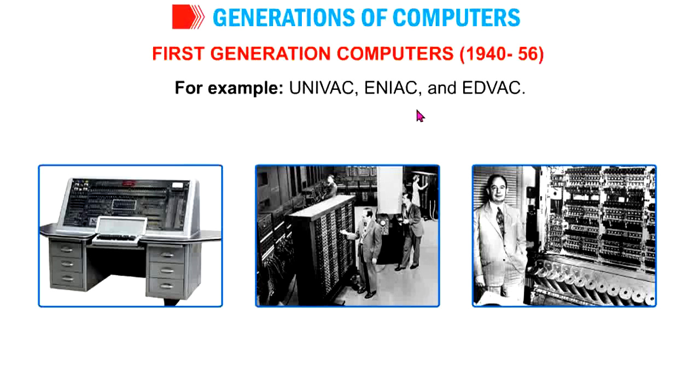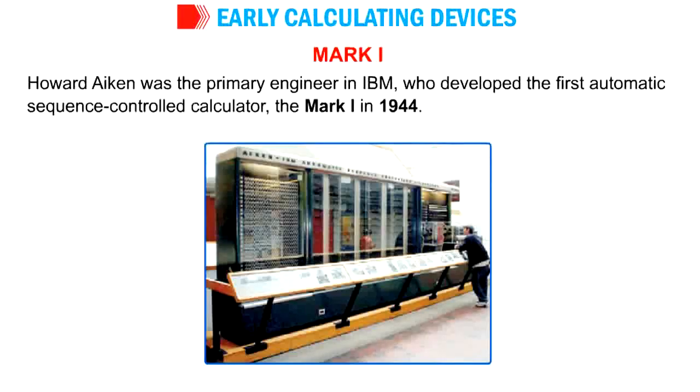We'll briefly see what these computers are. Mark I was designed by Howard Aiken in the year 1944. He was the primary engineer in IBM, a famous company. It is the first automatic sequence control calculator, that is, the first fully automatic calculator ever.